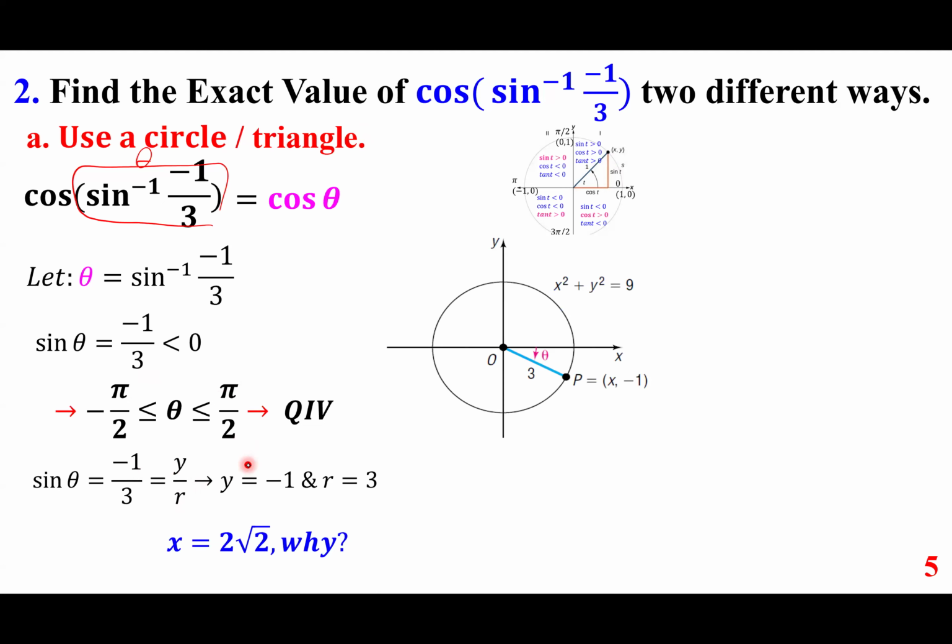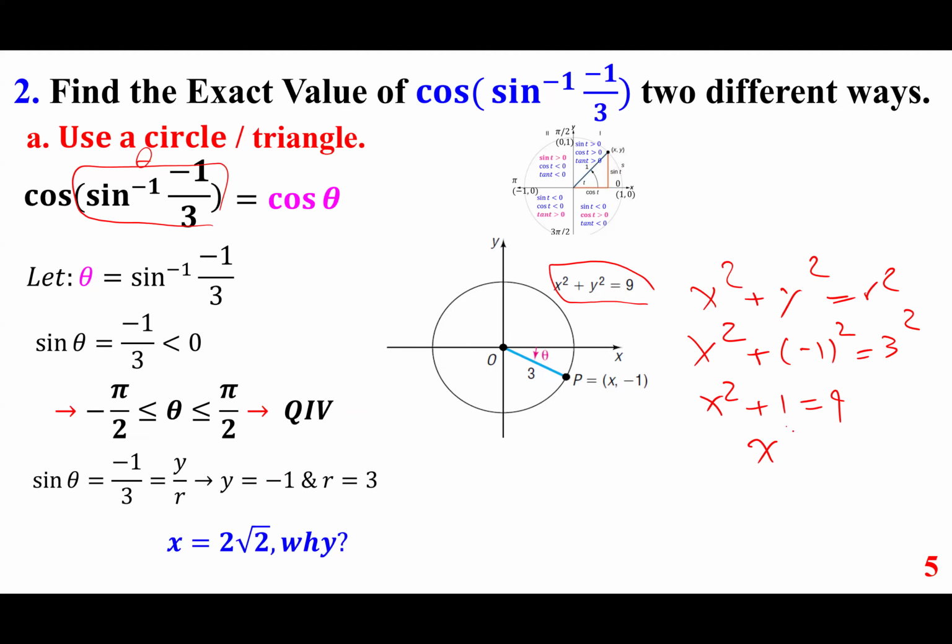Let's look at this. x squared plus y squared equals r squared. So x squared plus y, which is -1 squared, equals 3 squared. So x squared plus 1 is 9, x squared is 8, and x is 2 square root of 2. Actually, it's plus or minus, but we know x is positive because we are looking at the fourth quadrant. So that's finding the value of x.